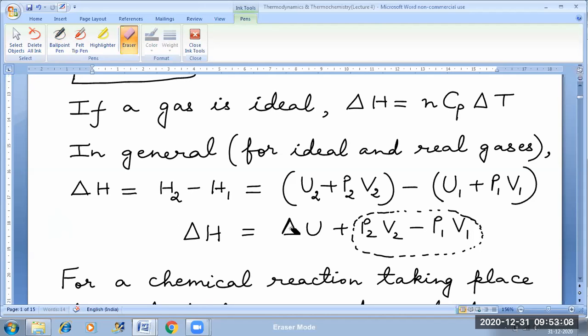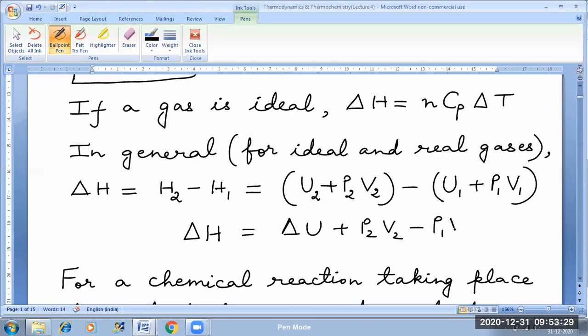But are we assuming the pressure to be constant? If pressure is constant, then the value of Q will be same as delta H. That is a different thing. Here pressure may not be constant, may be constant. I'm talking about enthalpy now. I'm not talking about heat. I'm talking only about enthalpy now.